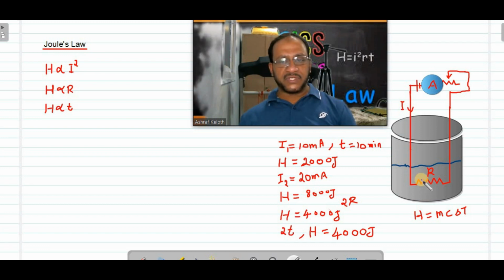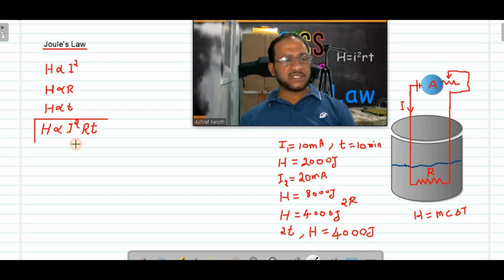The heat energy produced in a resistor is directly proportional to the square of the current for a given resistor and a given time, directly proportional to the resistance of the wire or the conductor, and also directly proportional to the time during which the current flows through the resistor. Now how can we write this expression? We can connect all these 3 relations together, and that can be written as H directly proportional to I square RT. And this is the mathematical form of Joule's law. The mathematical form of Joule's law can be written as H proportional to I square RT.